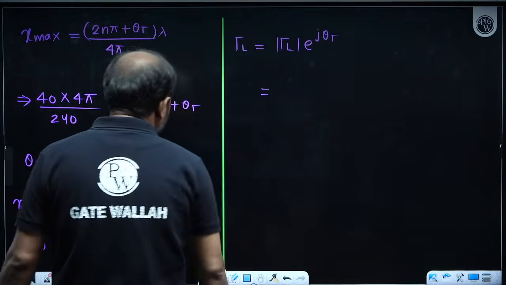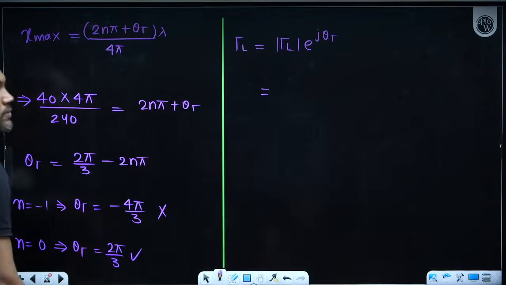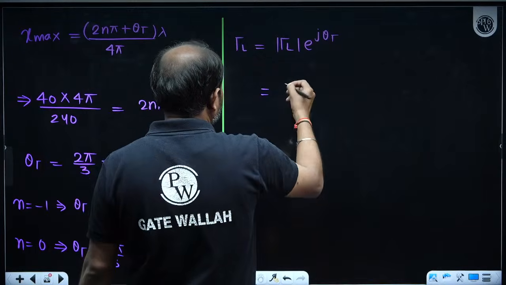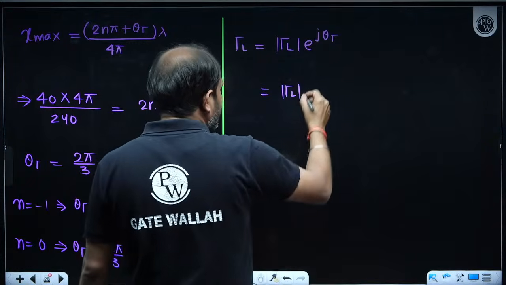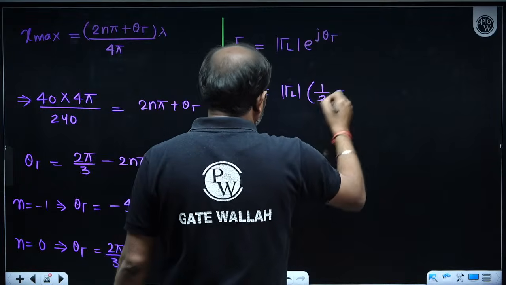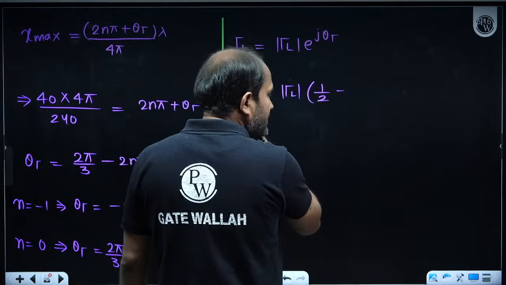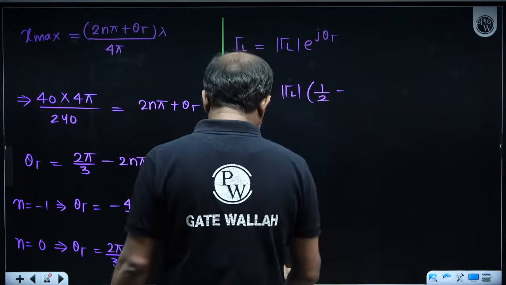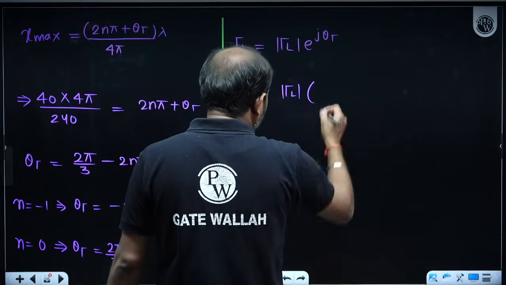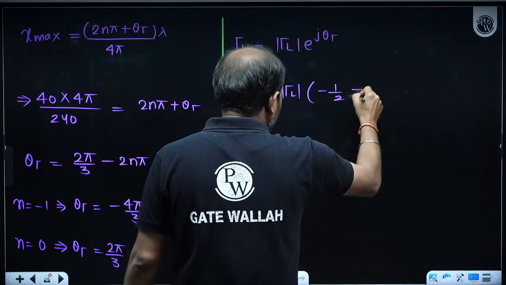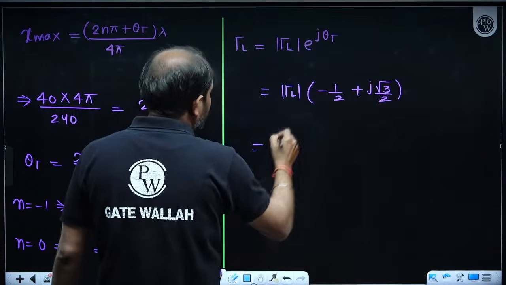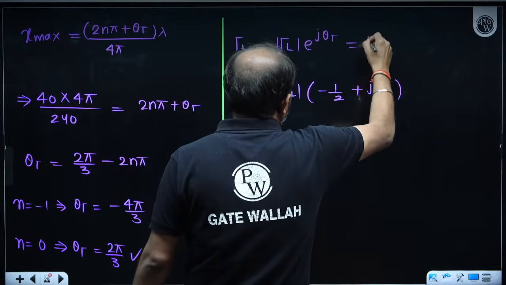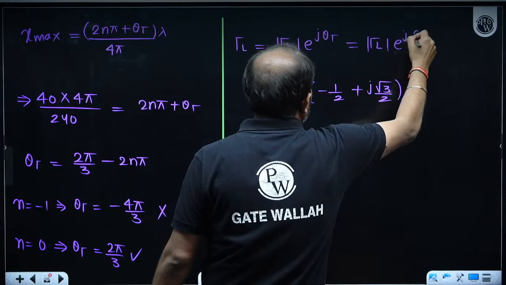Cos 2 pi by 3 is cos pi by 3, which is 1 by 2. And sin 2 pi by 3 is sin pi by 3, so minus 1 by 2 and plus root 3 by 2. So we'll put mod gamma L is equal to e to the power j 2 pi by 3.